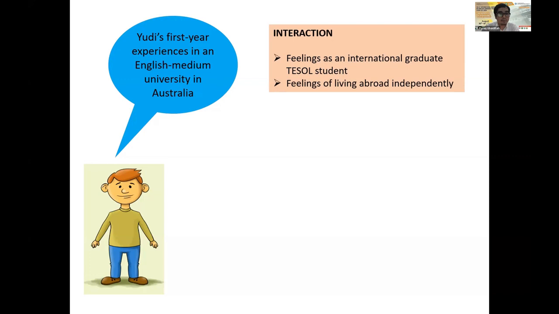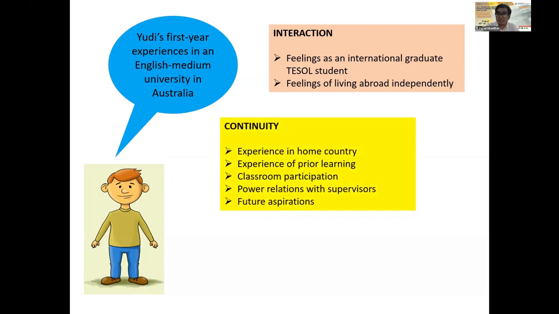The next is continuity. Remember, you have three aspects that you need to focus on: past, present, and future. For past experiences, you can focus on the experience in the home country, which is different from living in Australia, of course. And the second one, you need to focus on the experiences of his prior learning. For example, before he went to Australia, he learned at private schools or university in Indonesia, for example, and the circumstances are quite different from learning in an Australian university or Australian higher education.